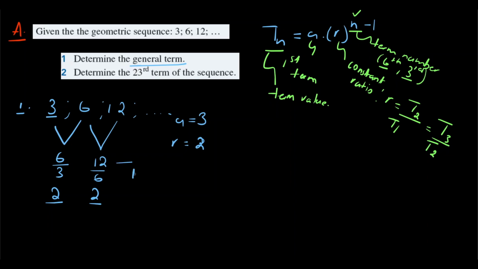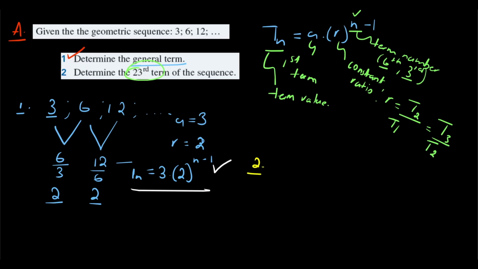Therefore, the general term is given by Tn equals 3, our a value, times our constant ratio 2 to the power of n minus 1. Therefore, we've answered the first part of the question by calculating the general term. So we can move on to the next question, calculating what the 23rd term will be.